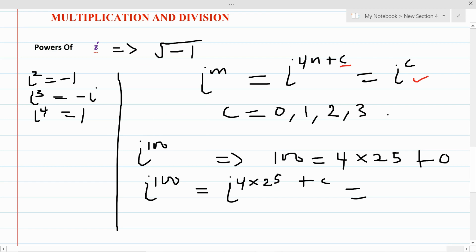$25. Okay, so our C here is what? 0. So we just write our 0 there, and so this becomes i to the power what? 0. And from indices, any number to the power 0 is what? 1. So if you go and see a bigger value, like simplify i to the power 1200.